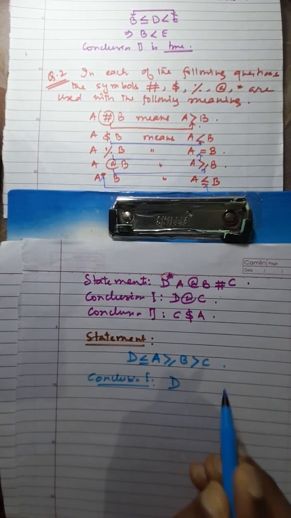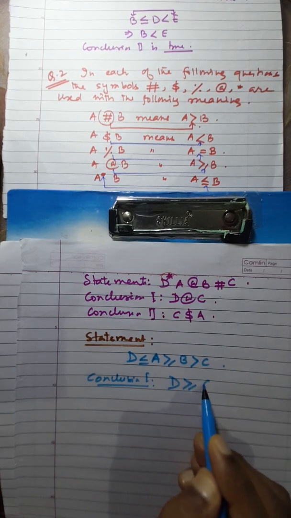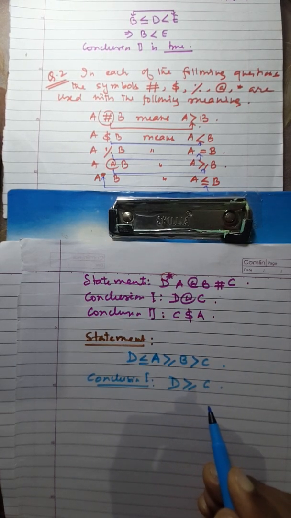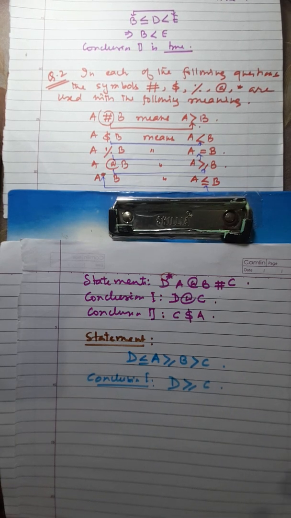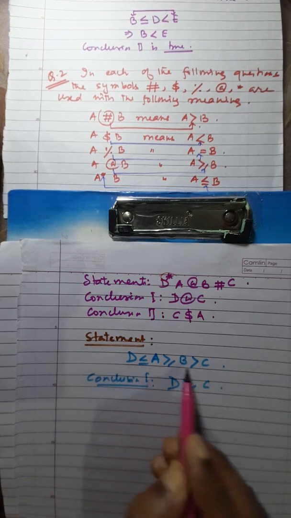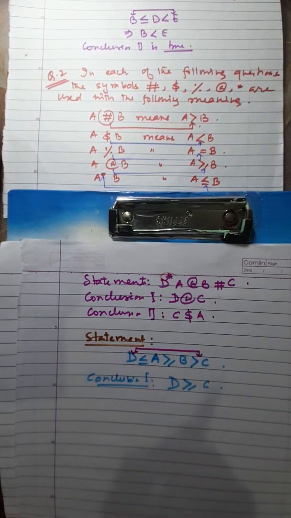D at the rate of C means D is greater or equal to C. See here, we need to find out the relation between D and C.